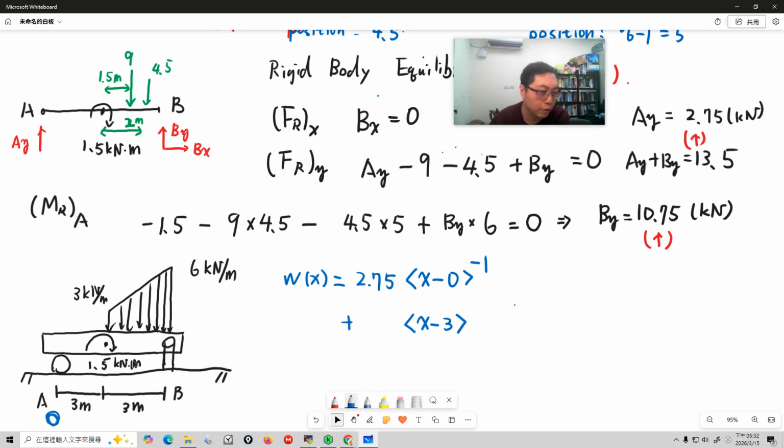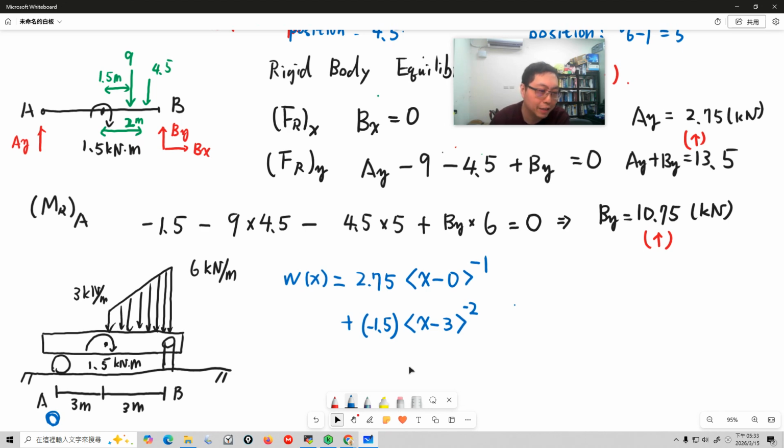Now for the concentrated moment. If we want to represent the moment by a discontinuity function, what is the power? The power is -2. Don't forget it. The 1.5 kilonewton meter moment is clockwise, so -1.5. But for the moment, what we want here is an internal moment. This is an external moment. It's -1.5, it's absolutely right.